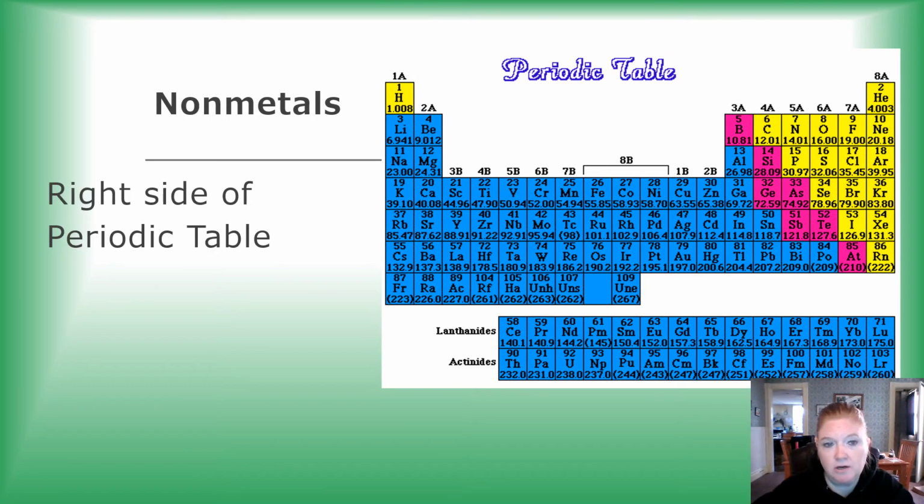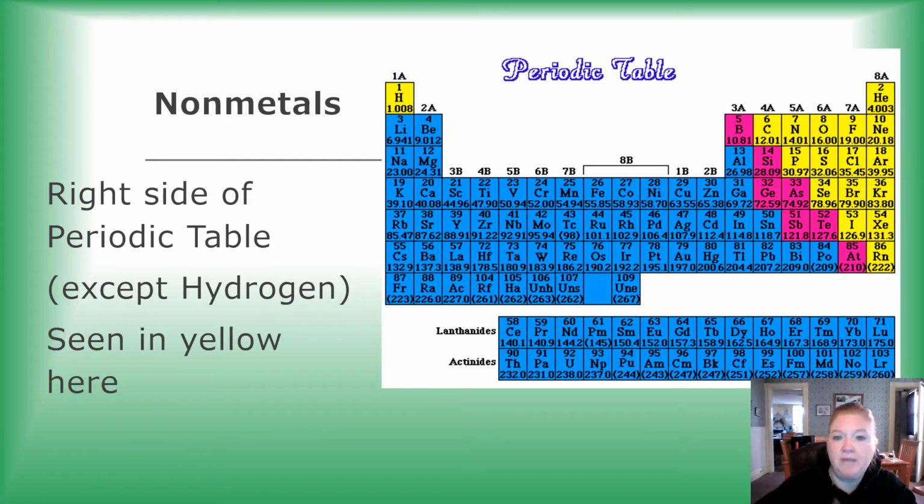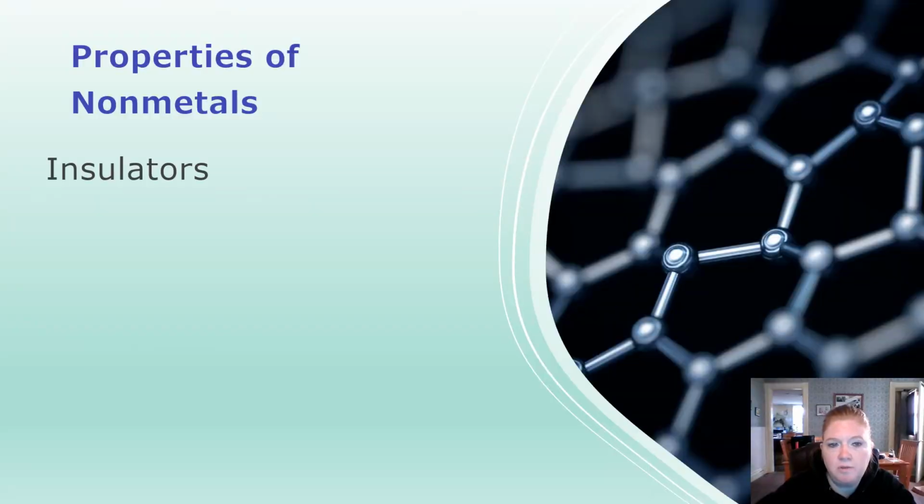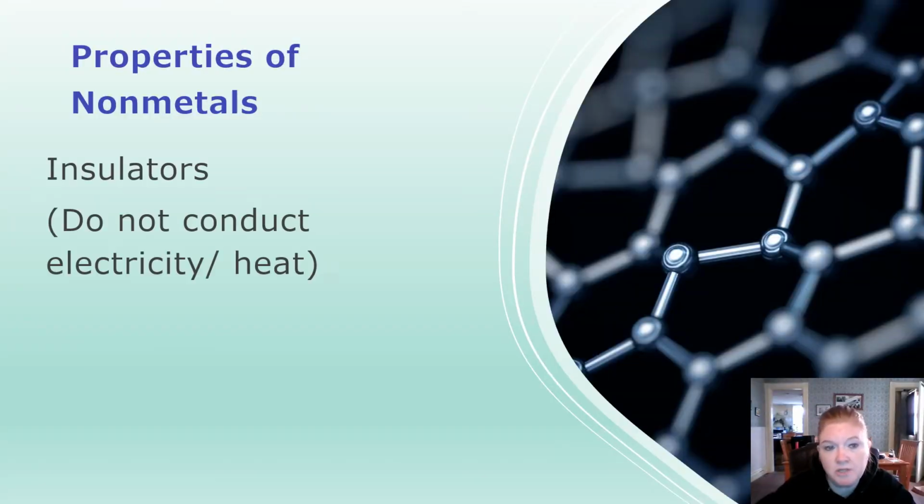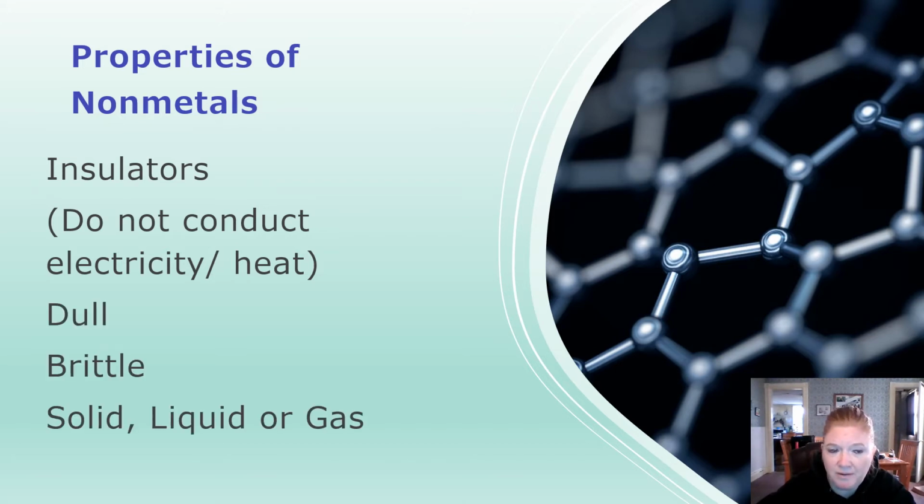Nonmetals, on the other hand, are on the right side of the periodic table, except for hydrogen, kind of the oddball. And those nonmetals are seen in yellow here. So you can see a much smaller selection of elements. So the properties of nonmetals, instead of being conductors, they are insulators. So they do not conduct heat and electricity. They're dull, they're brittle, and they can be either a solid, a liquid, or a gas. So we have a wide variety in terms of states of matter.